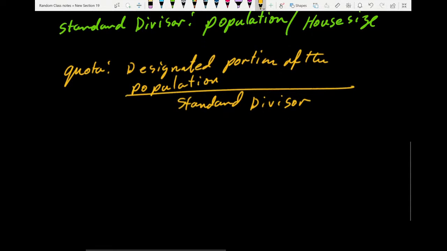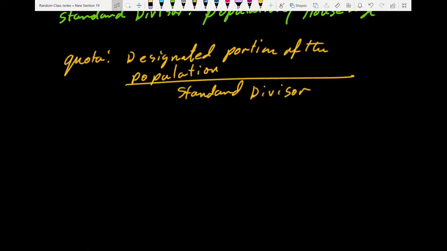And sometimes you're gonna have a situation where you have some leftover surplus, and we're gonna look at an exam problem for that. But let me give you the definitions of the Hamilton method.